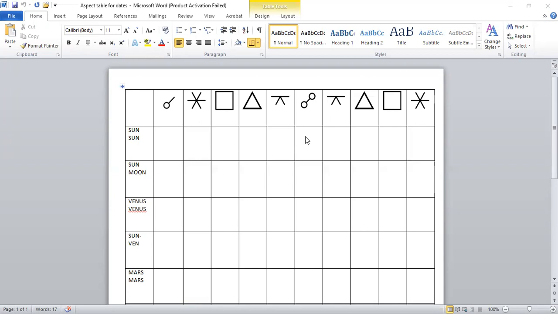I think squares are harder. Oppositions for me, I think about more as balancing. I like another viewpoint in an opposition. I like somebody else's point of view.